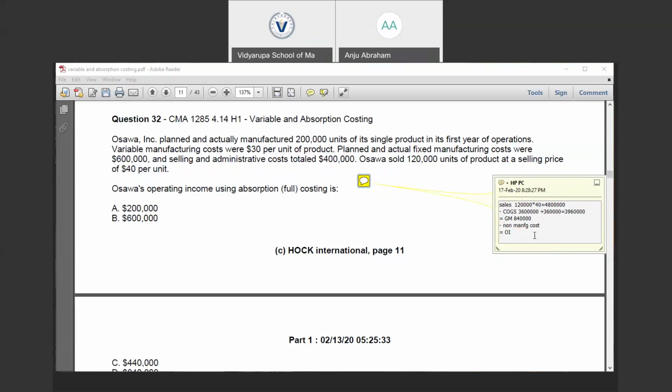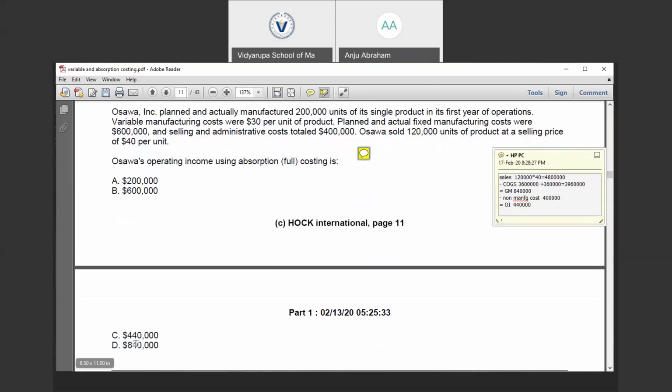840,000 is the gross margin. What does the non-manufacturing cost include? Selling and administrative cost of 400,000. So we need to subtract this 400,000, and operating income would be 440,000. Right. So option C, 440,000, is the answer.